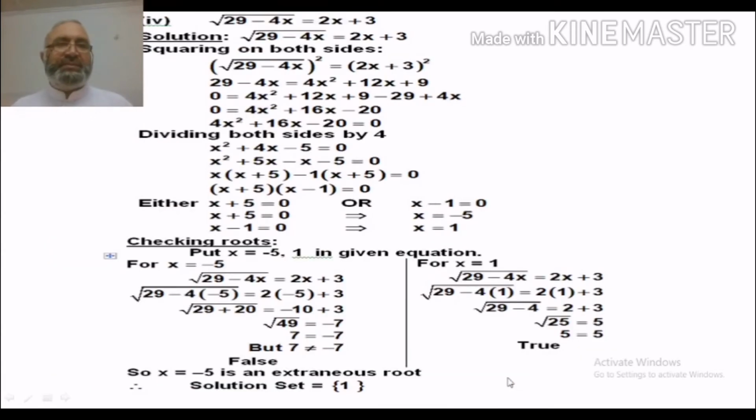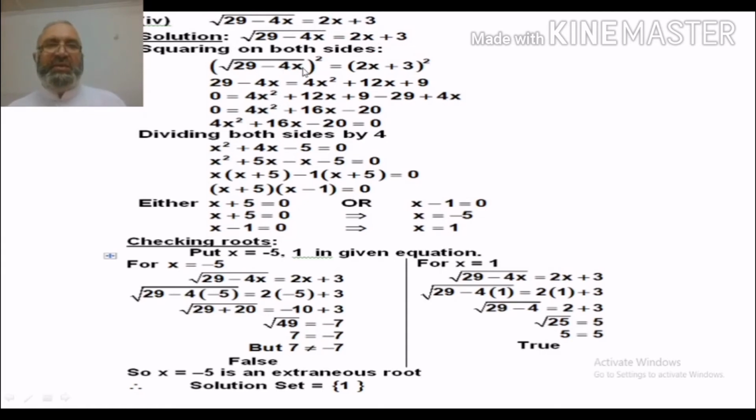Next, part 4. Parts 2 and 3 are your homework. Very simple, so try them on your own. Part 4: square root of 29 minus 4x is equal to 2x plus 3. Again, first type of equation, one radical sign occurs. So the method is squaring on both sides.